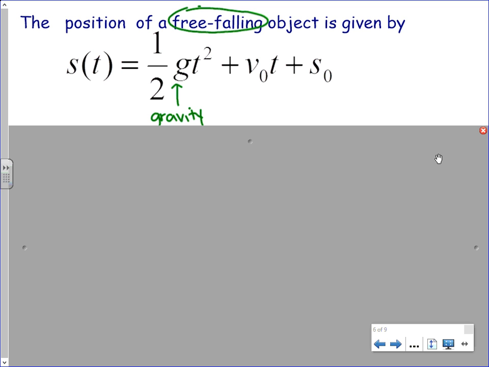T stands for time, always in seconds. V naught, initial velocity, and S naught is initial position, where S is our position.